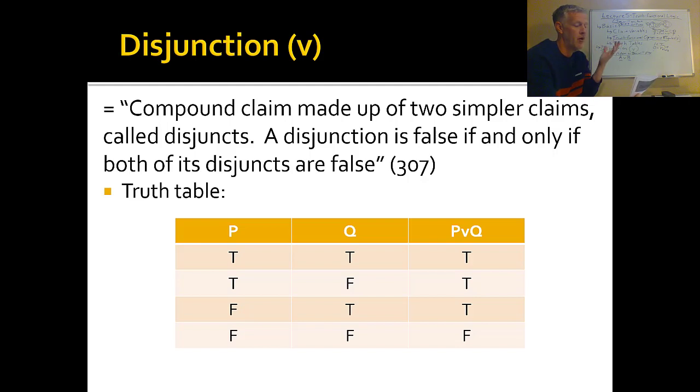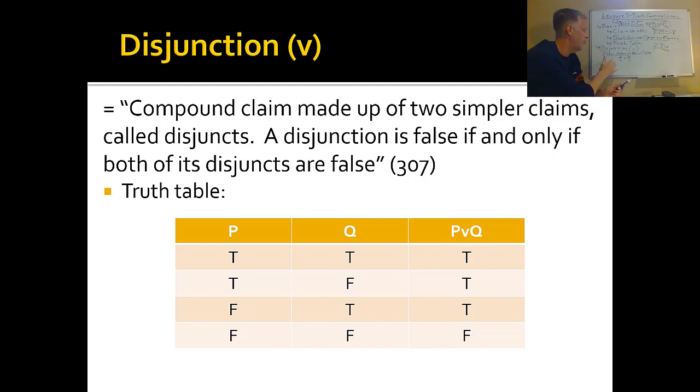So this is slide five, as they define a disjunction on page 307 of the text. Quote, "a compound claim made up of two simpler claims called disjuncts. A disjunction is false if and only if both of its disjuncts are false." So this one's interesting in that it's very similar to a conjunction, but it's kind of the opposite. In the back of your mind, just remember it's very difficult to render a disjunction false. Remember how it's hard to make a conjunction true because both sides had to be true? Well, it's kind of the opposite with a disjunction.